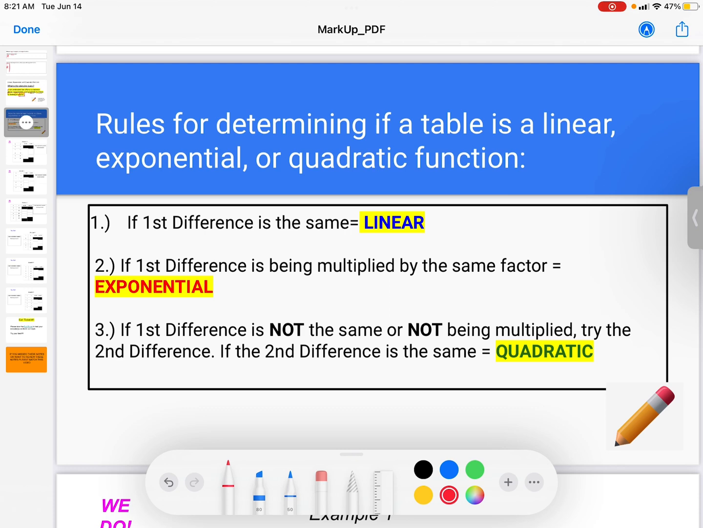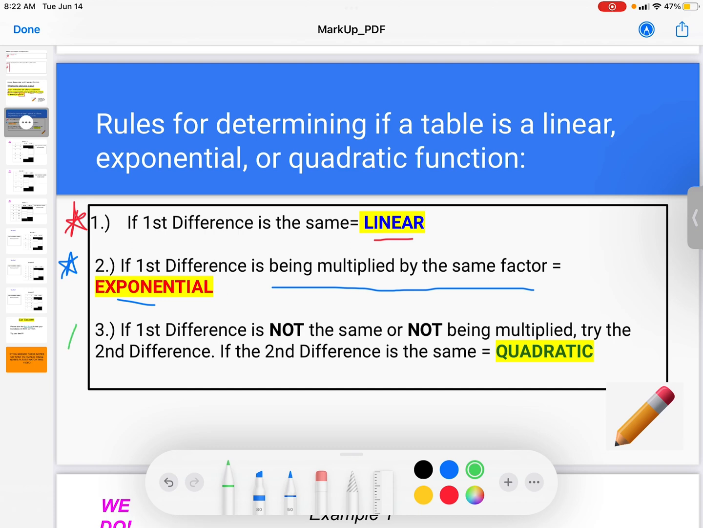So our 3 rules, and they're not going to make sense at first, but I'll show you how they're going to work. So if I give you a table, and rule number 1, if the first difference is the same, then that table is going to be linear. Rule number 2, if I give you a table and the first difference is not the same, but it's being multiplied by the same factor, then that table is going to be exponential.